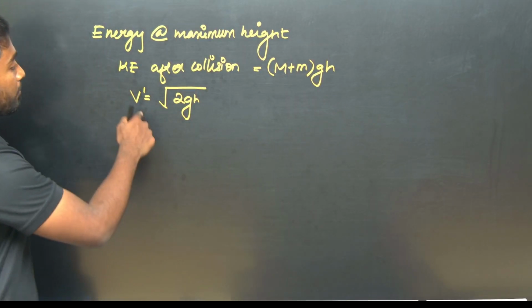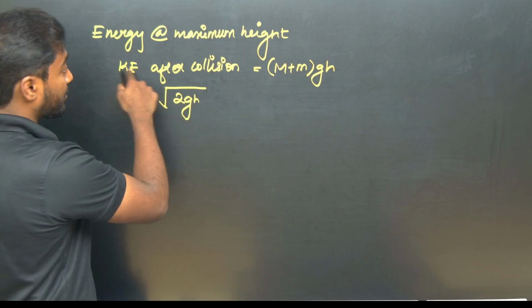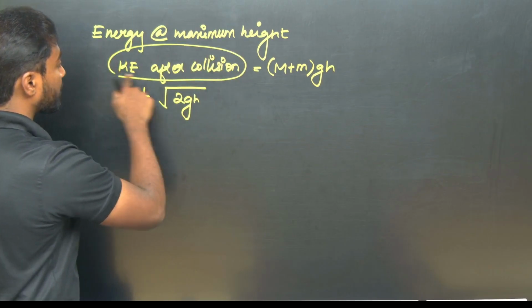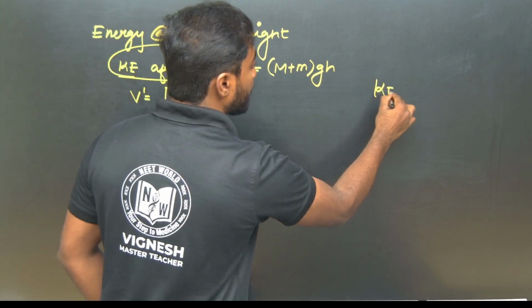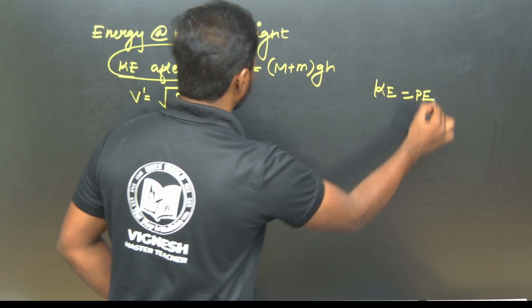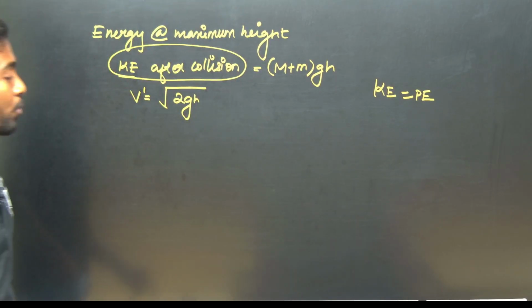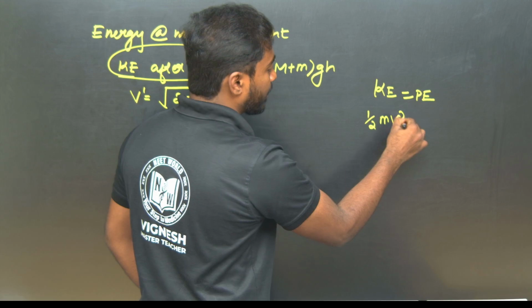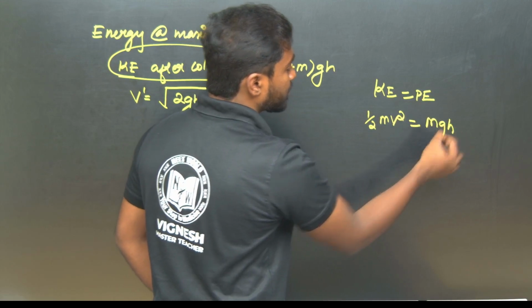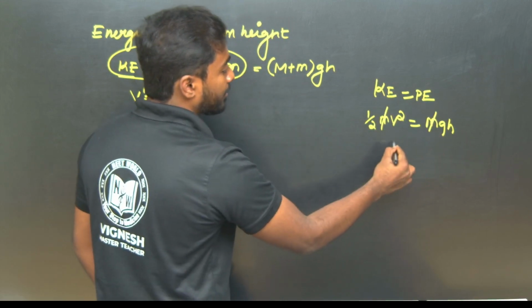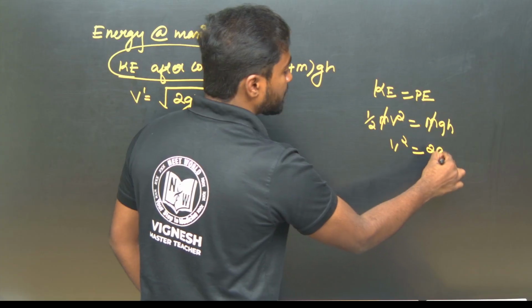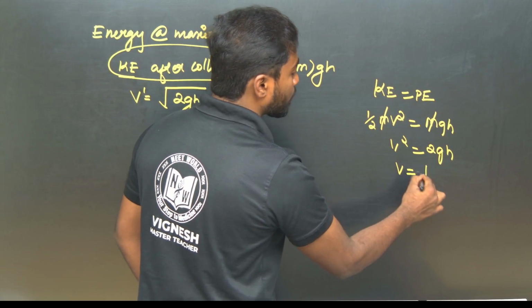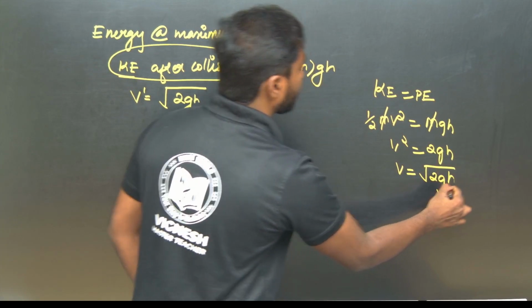So after collision, the kinetic energy should be equal to the potential energy. Kinetic energy means what? Half mv square is equal to mgh. Here m and m will get cancelled. V square will be equal to 2gh, where v will be equal to the square root of 2gh. That's what we have written here.